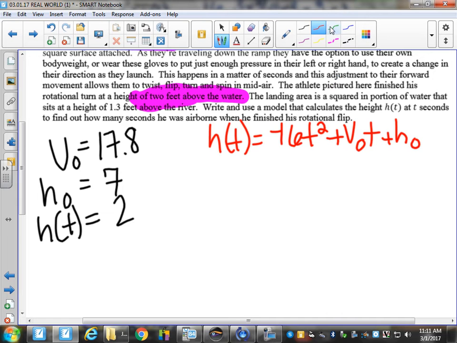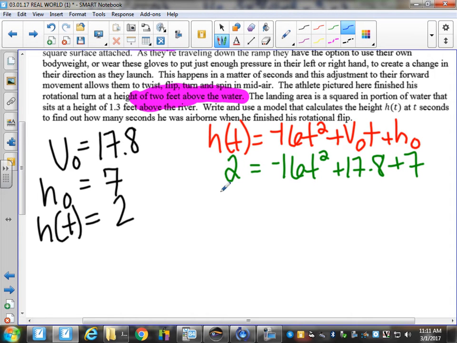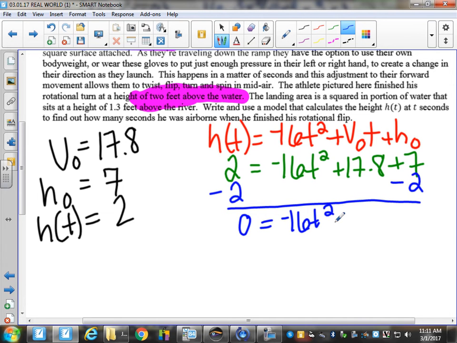Okay, someone else. What's my next step? Plug in the numbers. 2 equals negative 16t squared plus 17.8 plus 7. Now what? Subtract 2. We need this to be set equal to 0. 17.8t plus 5.